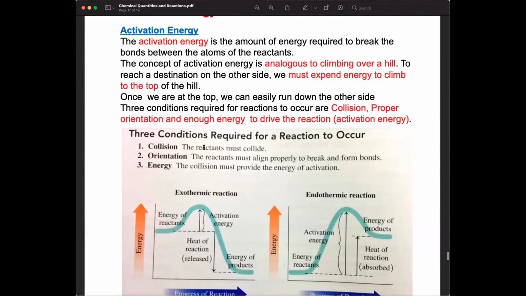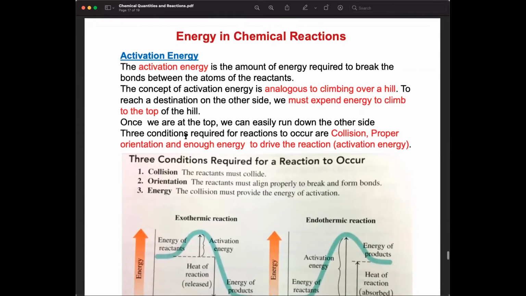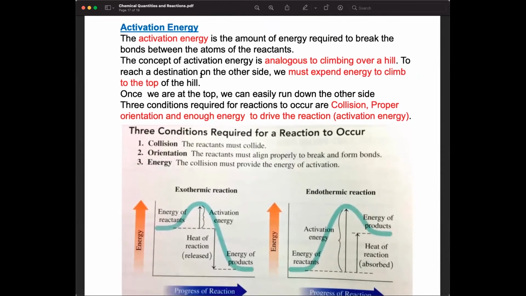So activation energy is defined as the amount of energy required to break the bond before it can form newer bonds. So even though the reaction apparently looks favorable, it will not happen unless you give it some energy, like a spark in a car, to burn the gasoline. The concept of activation energy is analogous to climbing over a hill. To reach the destination, you must spend energy to go to the hilltop. And once you're at the top, you can easily run down the other side.